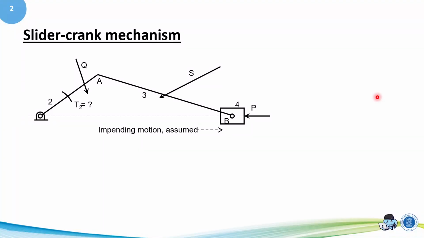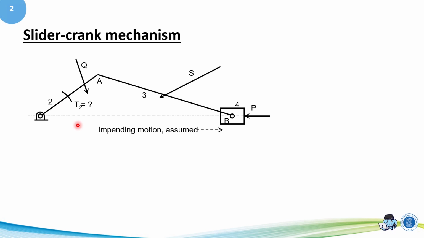This is the slider crank mechanism. As you can see, there is the external force P acting on link number 4, external force S acting on link number 3, and force Q acting on link number 2. It is also assumed that the impending motion of the slider is to the right, and then there's friction on the slider. The question is, what is the couple applied to link number 2 to reach equilibrium?